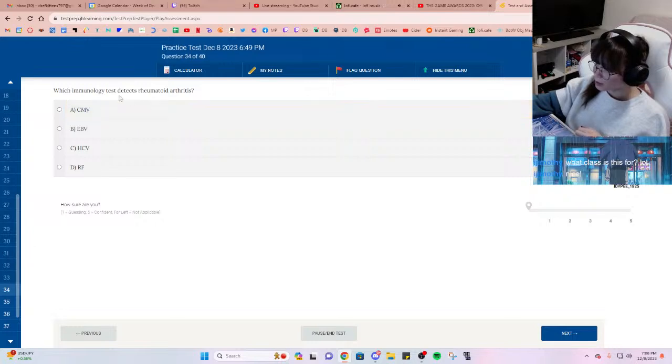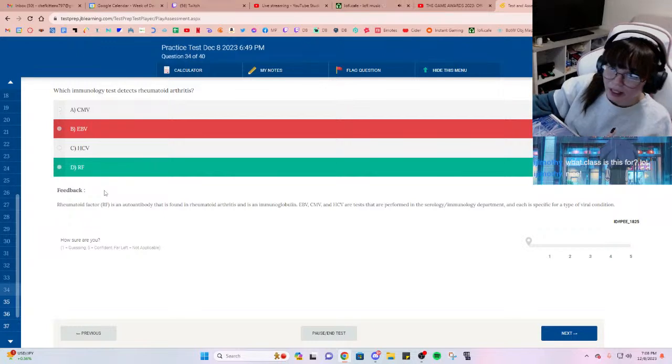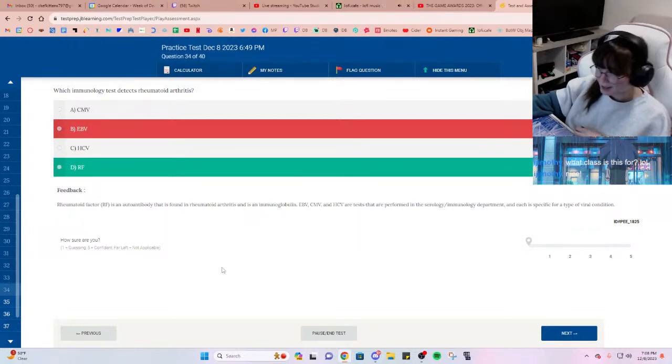Rheumatoid arthritis. I'm going between EBV and RF. I'm gonna guess. Damn it! I always do that. I say, oh, it's either this one or this one, and then I guess the wrong one. Rheumatoid factor. I was thinking that R stood for rheumatoid. I'm stupid. It is an antibody that is found in rheumatoid arthritis and is an immunoglobulin. EBV is tested for in serology and is used for a viral condition.